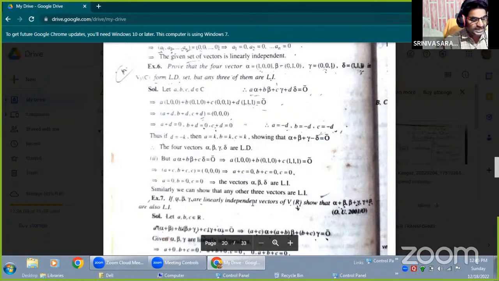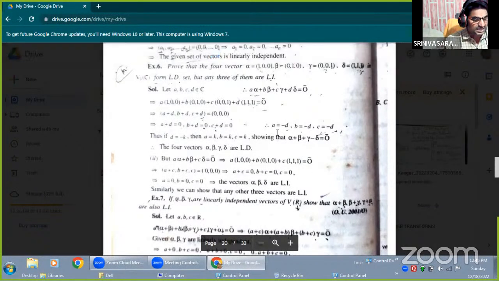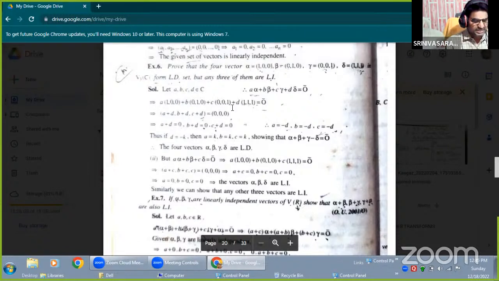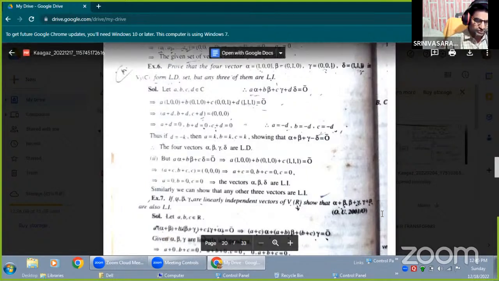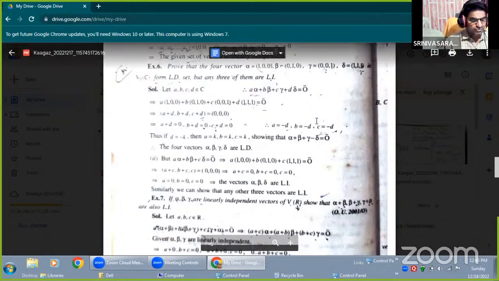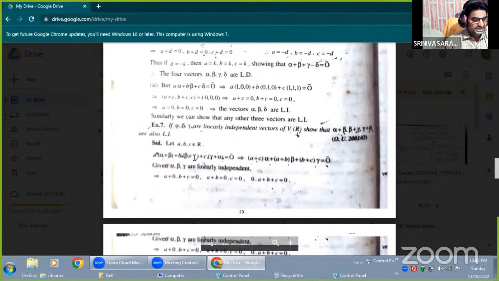Similarly, we can show that any other three vectors are linearly independent, either alpha, beta, gamma, or beta, gamma, del, or alpha, gamma, del, or alpha, beta, del. Whatever it is, any three vectors are linearly independent. But the given four vectors are linearly dependent. This is the first method, by the definition. Now, to practice, the matrix method is also there. That is very simple. When the determinant of the matrix is not equal to 0, the vectors are linearly independent, and when it is equal to 0, they are linearly dependent.